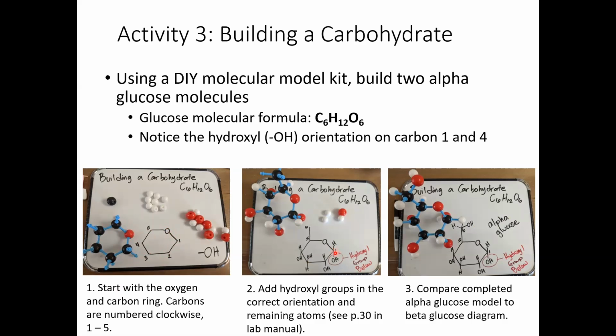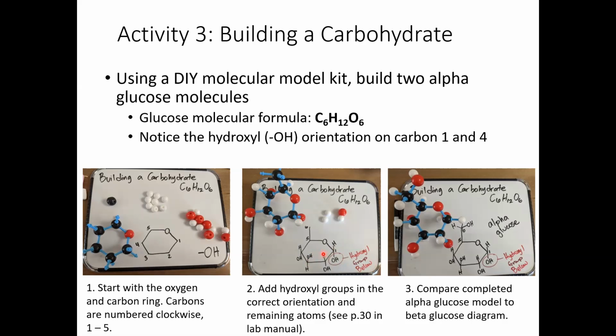The first carbon has a hydrogen on top and a hydroxyl group on the bottom. So we will put a hydrogen here and our hydroxyl group here. That is shown here, hydrogen here, hydroxyl group on the bottom. Please make sure you pay attention to this orientation. Here the hydroxyl group is on the bottom, and that is very important because we are building an alpha glucose molecule.